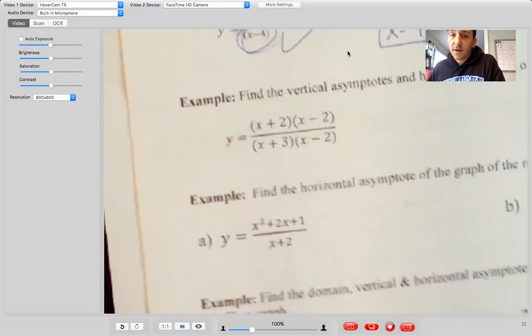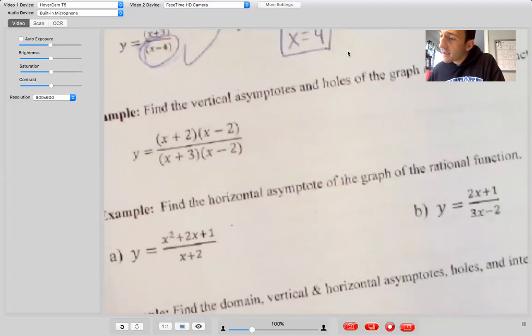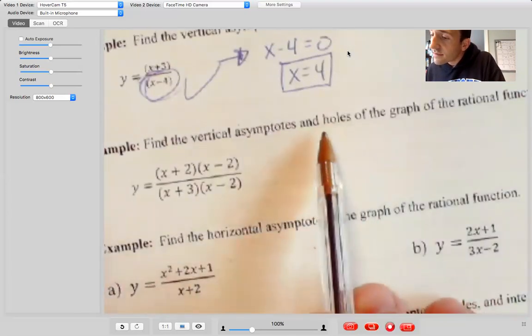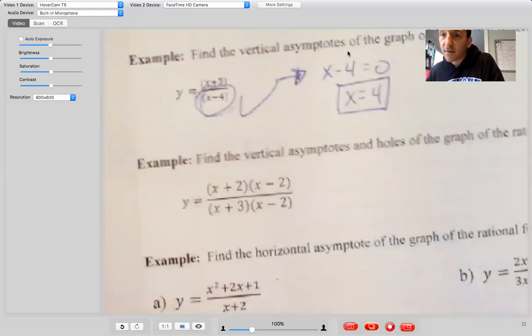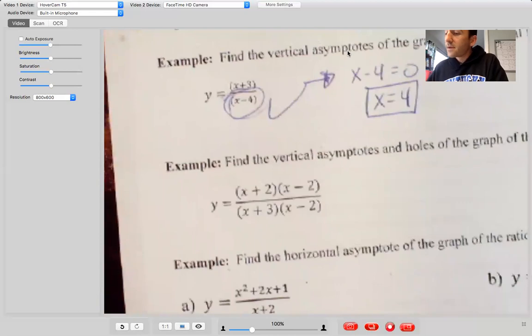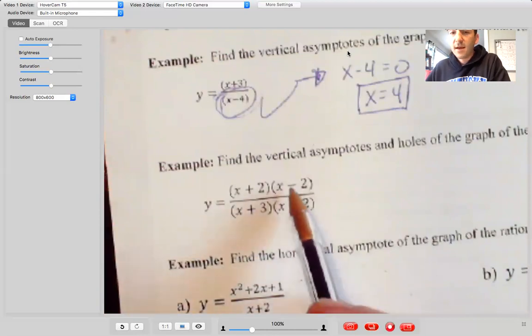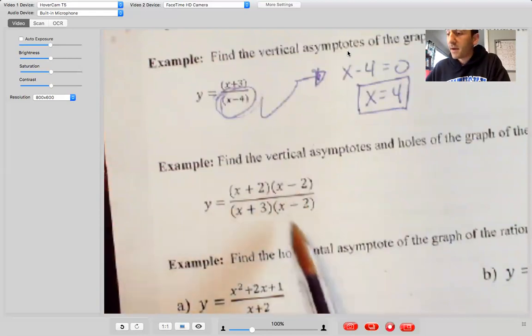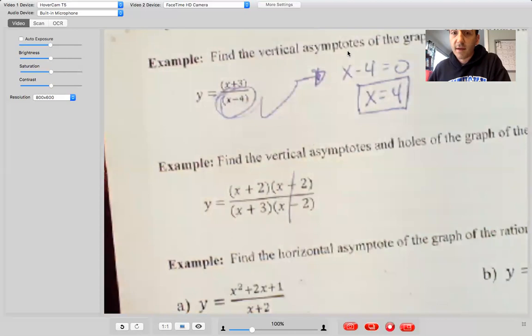Okay, so the next one, sorry, skip down one. It wants us to find the vertical asymptotes and holes of the graph of the rational function. So again, if we're just looking at vertical asymptotes, we're just focused on the denominator. In this case, though, we need to first simplify because we have an x minus 2 factor up here and an x minus 2 factor down there. So as we know, that just cancels out to be 1.